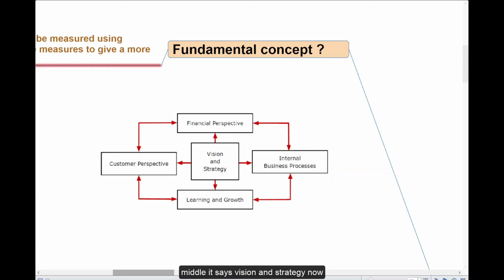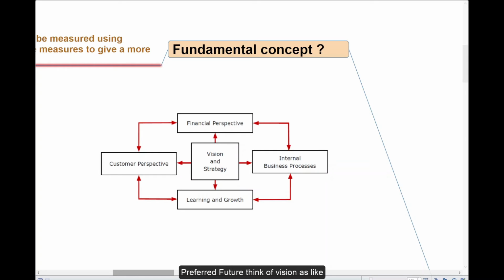It says vision and strategy. Now, what do we mean by those words? Well, in essence, what Kaplan and Norton say is, given your vision and strategy. Now, vision is similar to mission. We discussed mission on the other side of the mind map. We said that a mission is your overall aim, the business's purpose. Now, vision is your ideal or preferred future.